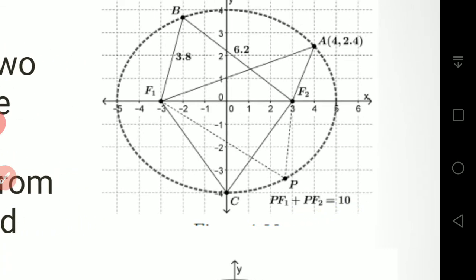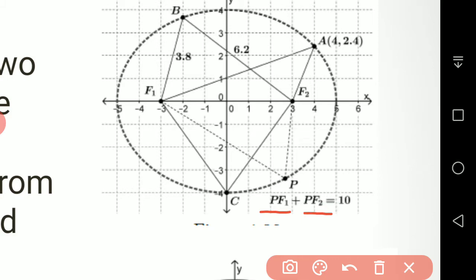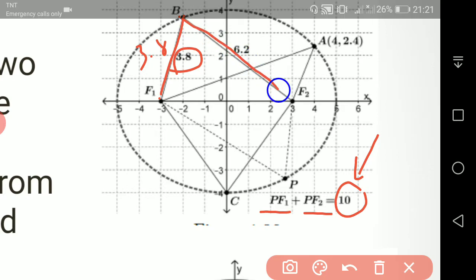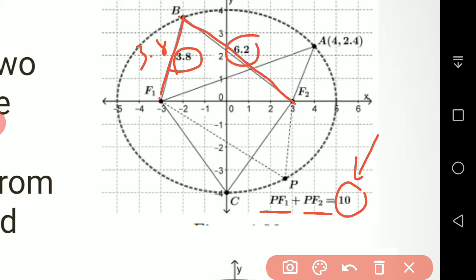So to enlighten you with that, we're going to zoom in on our ellipse. Let P be any point on our ellipse. In this case, PF1 plus PF2 is equal to 10. This certain constant sum is being maintained in our ellipse. Let's give an example. From point F1 to B, that's 3.8, and from B to the other focus, that's 6.2. When you add that, that's still equal to 10.